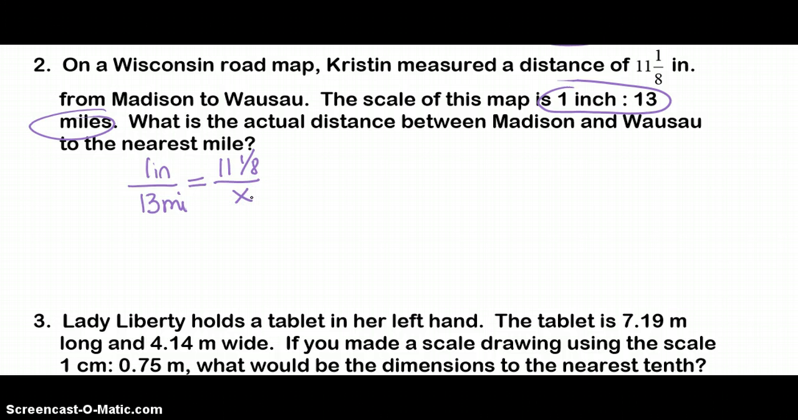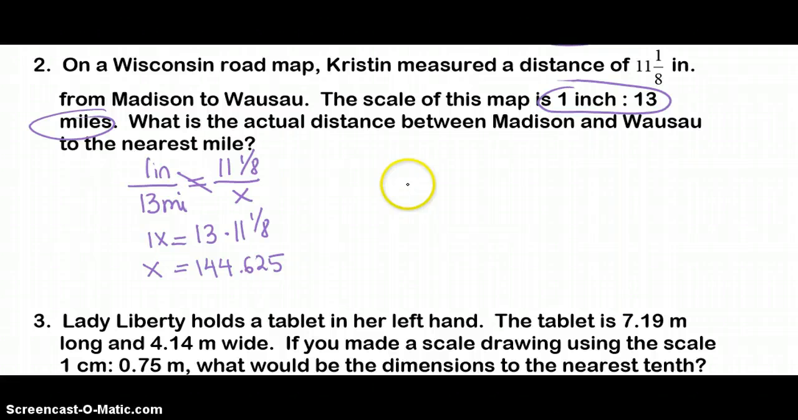Okay, so you cross multiply. 1 times x is 1x equals 13 times 11 1/8. So x equals 144.625. And the question says, what is the distance to the nearest mile? So the answer is going to be 145 miles.